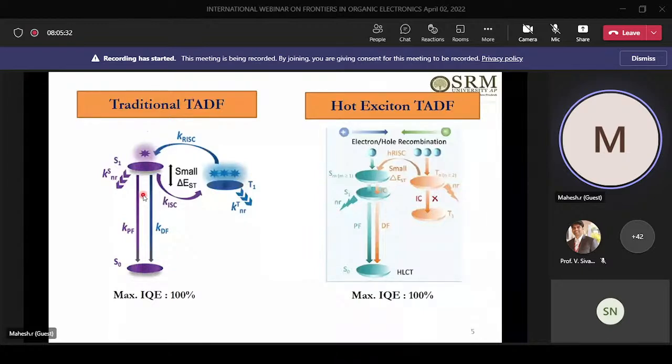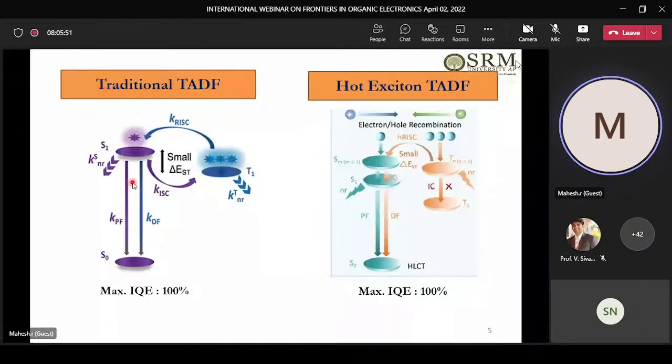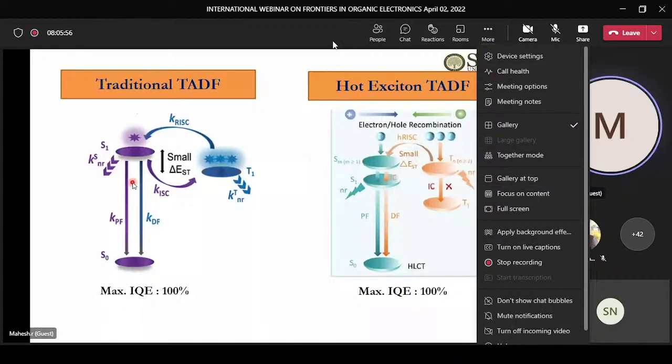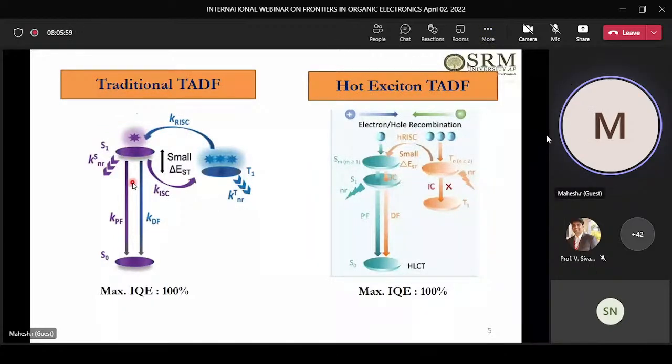This is similar to the traditional TADF, except the difference between the two mechanisms is that in the case of hot exciton TADF, the upconversion can also occur from the higher excited states. In the traditional TADF, we expect the upconversion from the lowest triplet state to the singlet states. But in the case of hot exciton TADF, the upconversion can occur preferably from the higher excited states. So in order to achieve this, it has to obey some conditions.